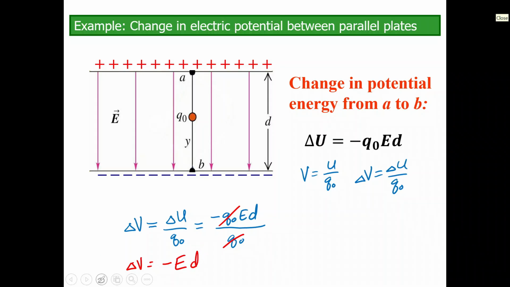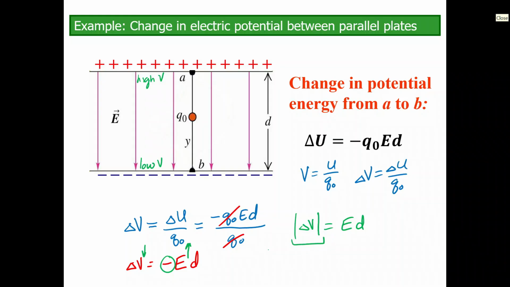Now, why is there a negative here? There's a negative here because as we move along the direction of the electric field, our potential is going to decrease. So this is low potential, and this is high potential. So that's what that negative is. If I just wanted to find the potential difference, it's going to be the absolute value. Then it's just E times D, and I don't really care about the negative.